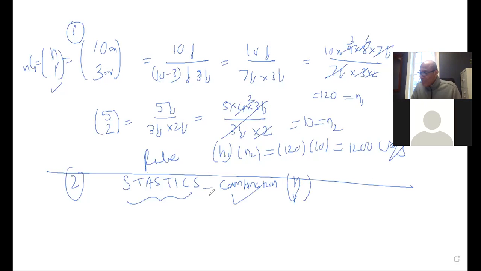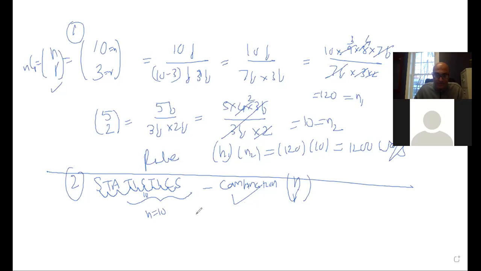Now, how can I do this? Look here. Statistics, how many total letters are there? I think my spelling is wrong. I'm sorry, guys. Let me just rewrite this spelling so that it will make more sense. S-T-A-T-I-S-T-I-C-S, statistics. Now if you count these letters, 1, 2, 3, 4, 5, 6, 7, 8, 9, and 10, there are a total of 10 letters. That means my n is equal to 10.